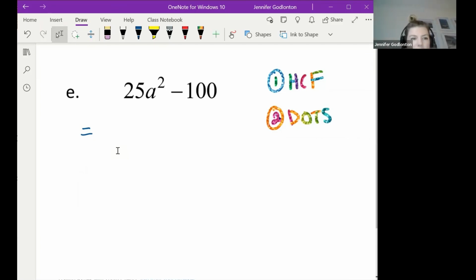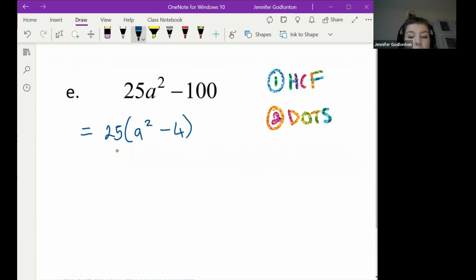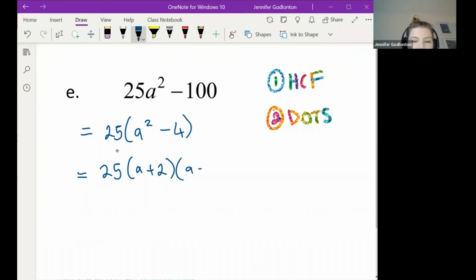Okay. This was 2 steps, guys. I'm going to go through them now with you, and then I'm going to leave you for your quiz. So our highest common factor here was 25. So I'm going to take my 25 out, and I'm left with a squared minus 4, because 4 times 25 gives me 100. And then I'm going to do my difference of 2 squares. So I have 25, a plus 2, a minus 2.